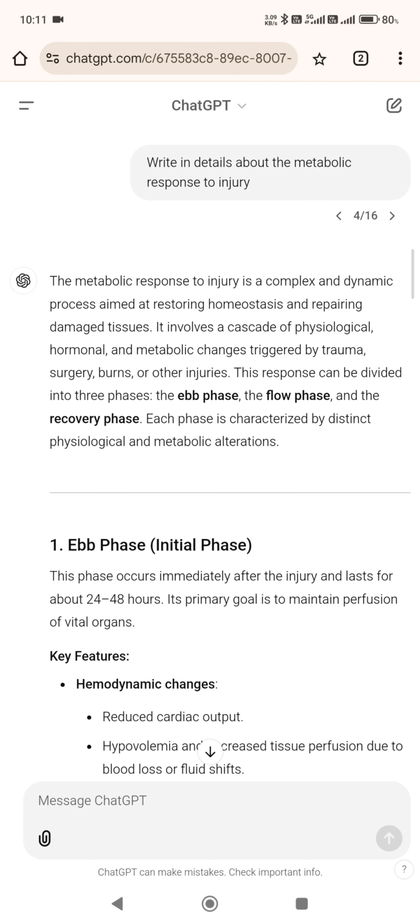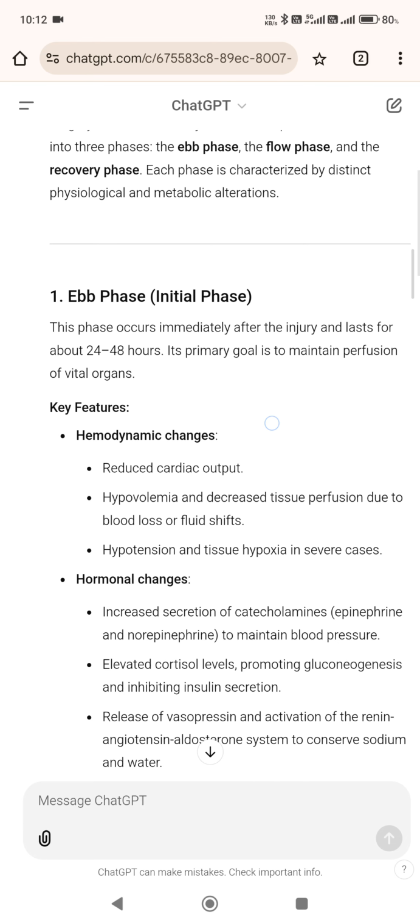The metabolic response to injury is a complex and dynamic process aimed at restoring homeostasis and repairing damaged tissues. It involves a cascade of physiological, hormonal, and metabolic changes triggered by trauma, surgery, burns, or other injuries. This response can be divided into three phases: the ebb phase, the flow phase, and the recovery phase. Each phase is characterized by distinct physiological and metabolic alterations.